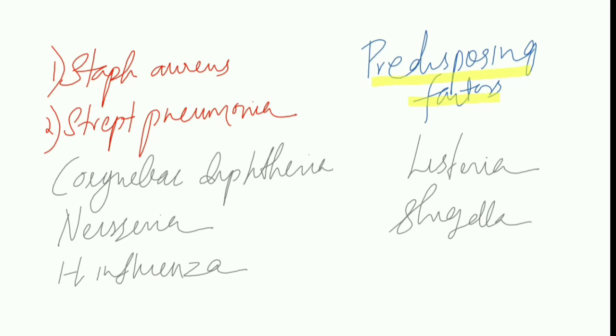But some other bacteria can enter even an intact epithelium. That means they are very aggressive. Examples of such bacteria: Corynebacterium diphtheriae, Neisseria meningitidis and gonorrhoeae, that means meningococcus and gonococcus, Haemophilus influenzae, Listeria and Shigella. These are examples of bacteria which are very aggressive, and they can enter even if the epithelium is intact.